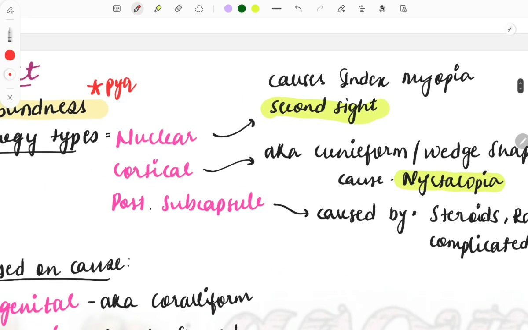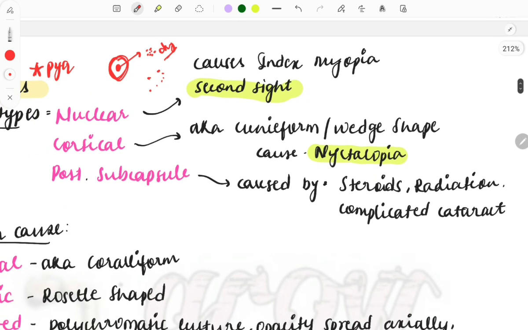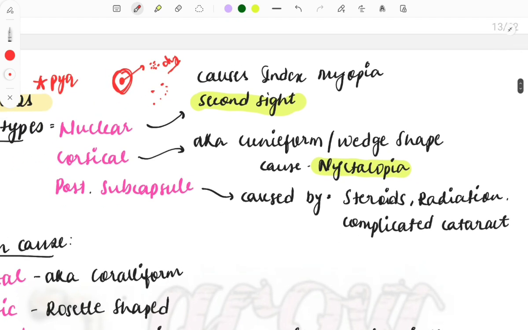Nuclear means the accumulation of the products will be in the center. What is present in the center of the retina? Cones are present, and cones are associated with daytime sight. So daytime sight will be hampered in case of nuclear, whereas in cortical the rods are present in the periphery. So if a cataract appears in the periphery, then the rays from the periphery will be blocked, causing nyctalopia. I hope you have understood the concept behind nuclear and cortical.